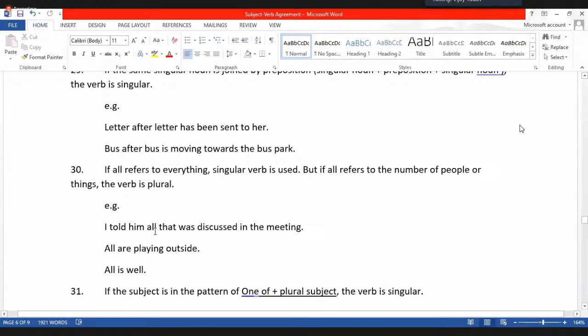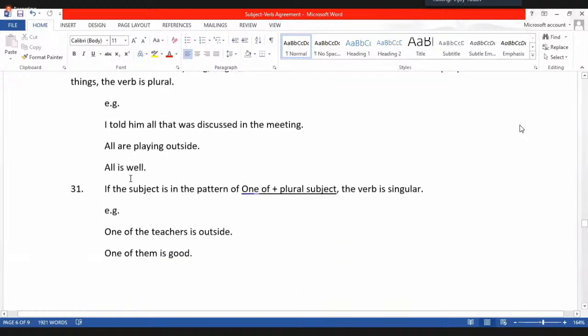I told him all that was discussed in the meeting. It means I told him everything that was discussed in the meeting. So here all refers to everything. But here, all are playing outside. It means all people are playing outside. So here all refers to number of people. Then similarly, all is well. It means everything is well.